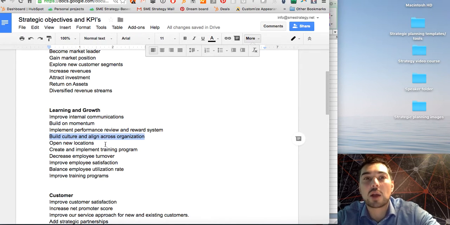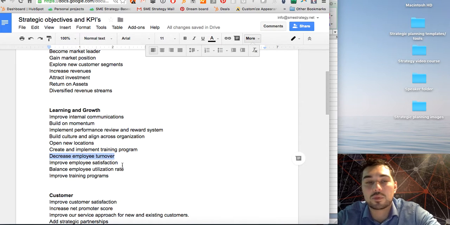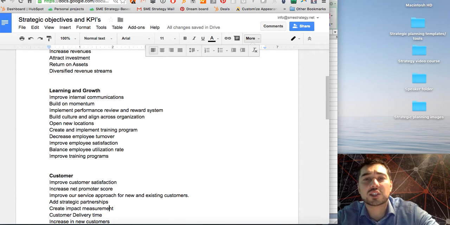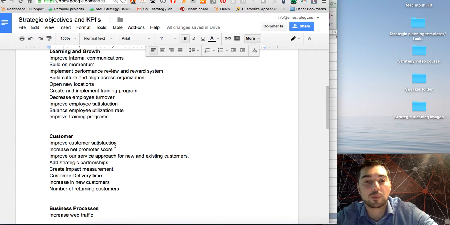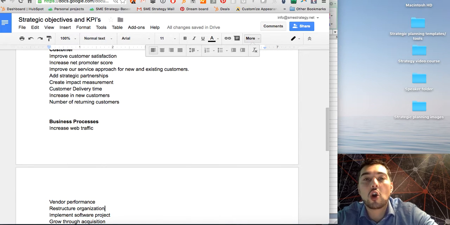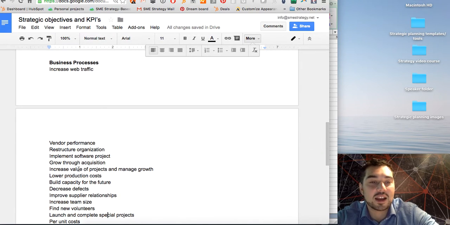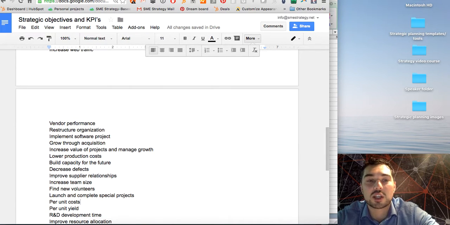Build culture and align across organization, that'll affect your organization. Open up new locations. Create and implement training program. Decrease employee turnover. Improve employee satisfaction, and so on and so forth. These are just all examples of strategic objectives that you could pick for your organization. But what's most important is you pick something that is key for what you're doing. Improve customer satisfaction, increase Net Promoter Score, add strategic partnerships. Again, so many different examples. They're almost endless. We have 50 here, and there are certainly more than that. Decrease defects, lower production costs, restructure organization, implement software project, so on and so forth.